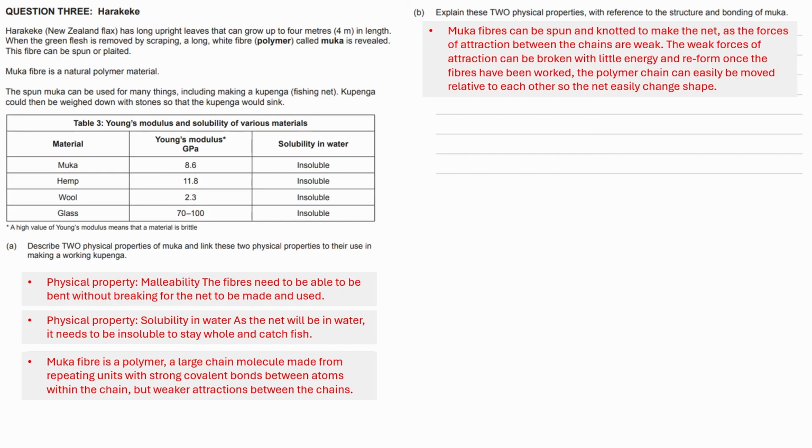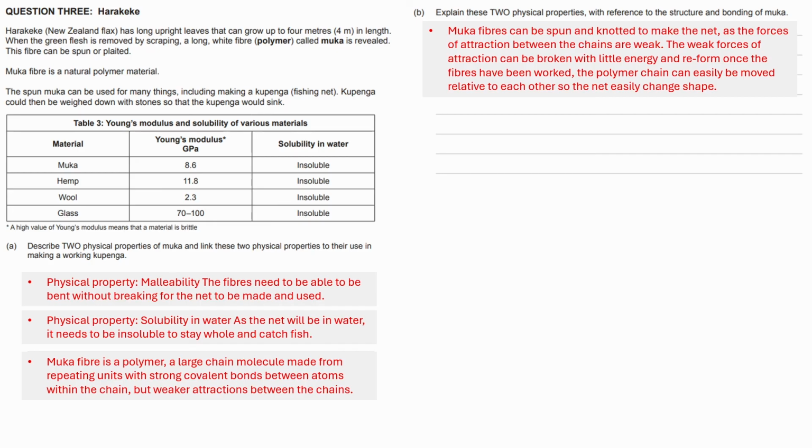So muka fibers can be spun and knotted to make a net. This can happen because the forces of attraction between the polymer chains are weak. Remember, we're thinking about the spaghetti analogy. The attractions between the lengths of spaghetti are weak, so therefore we can change the shape. The weak forces of attraction can be broken with little energy. So we're putting the idea, like we did earlier in the first question, that a little bit of energy is needed to break these weak attractions and reform the fibers once they've been worked.